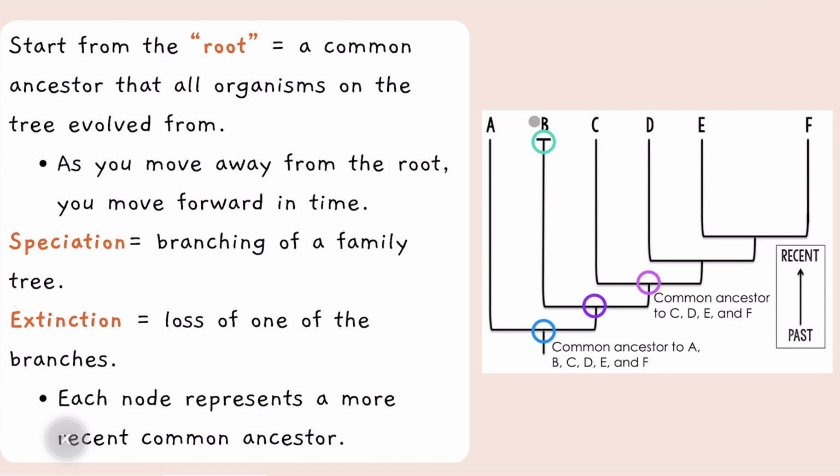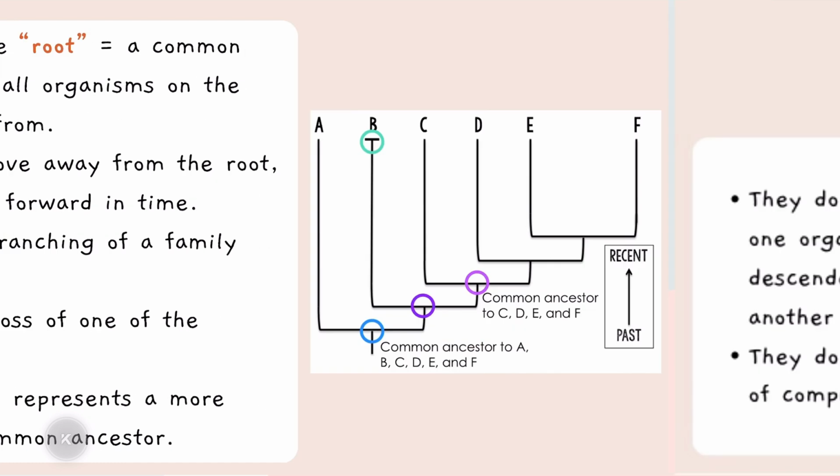Each one of the branching points are called nodes, and they represent a common ancestor. So we can look at these and determine where the most recent common ancestor is by which splitting point, which node, is closer to the present. So in this case, the blue circle is the oldest common ancestor, and then the one up here would be the most recent ancestor that only E and F share.